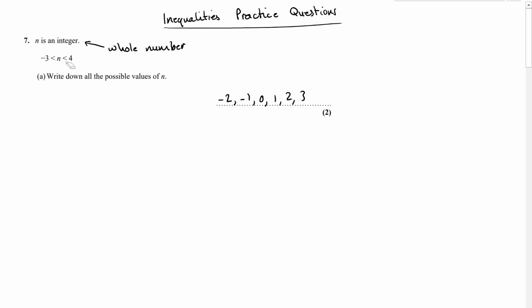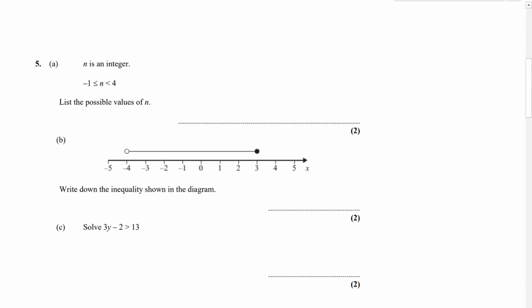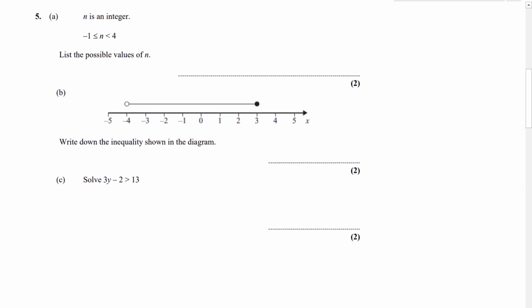Okay, so this is 2 marks, would be at the start of a paper usually, and is pretty straightforward. So let's have a go at something a little bit more complicated. So the first part of this is going to be the same. We do have a line underneath here now, so we can include the minus 1, but then it's going to go up to 1, 2, 3, but not including 4, because 4 is not equal to n.